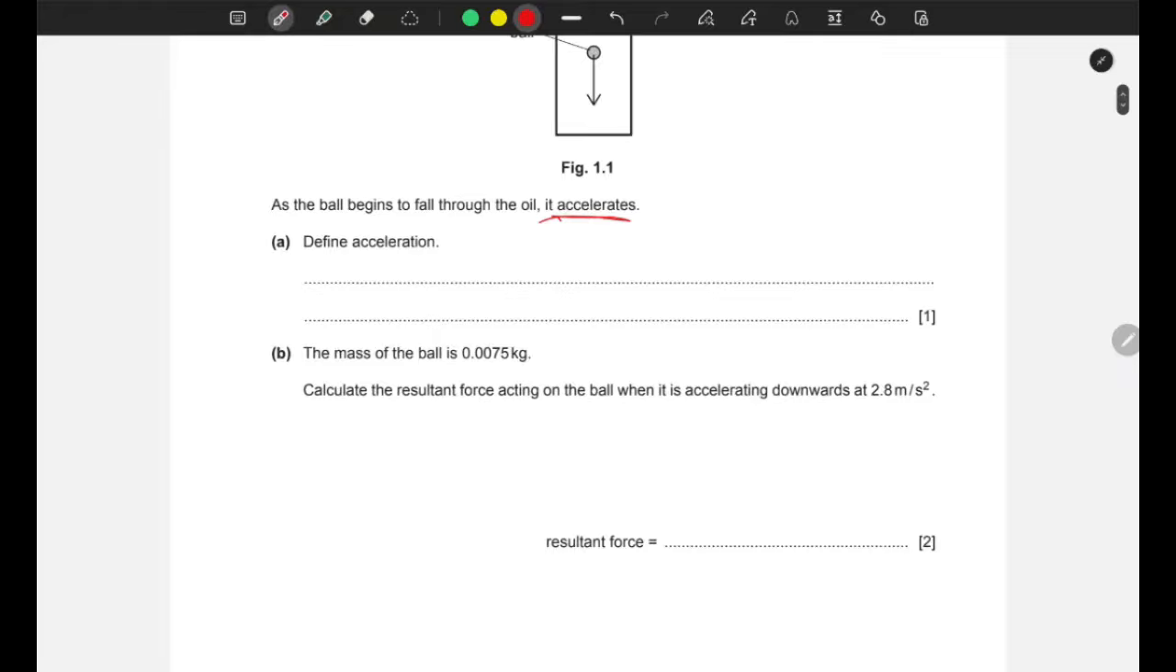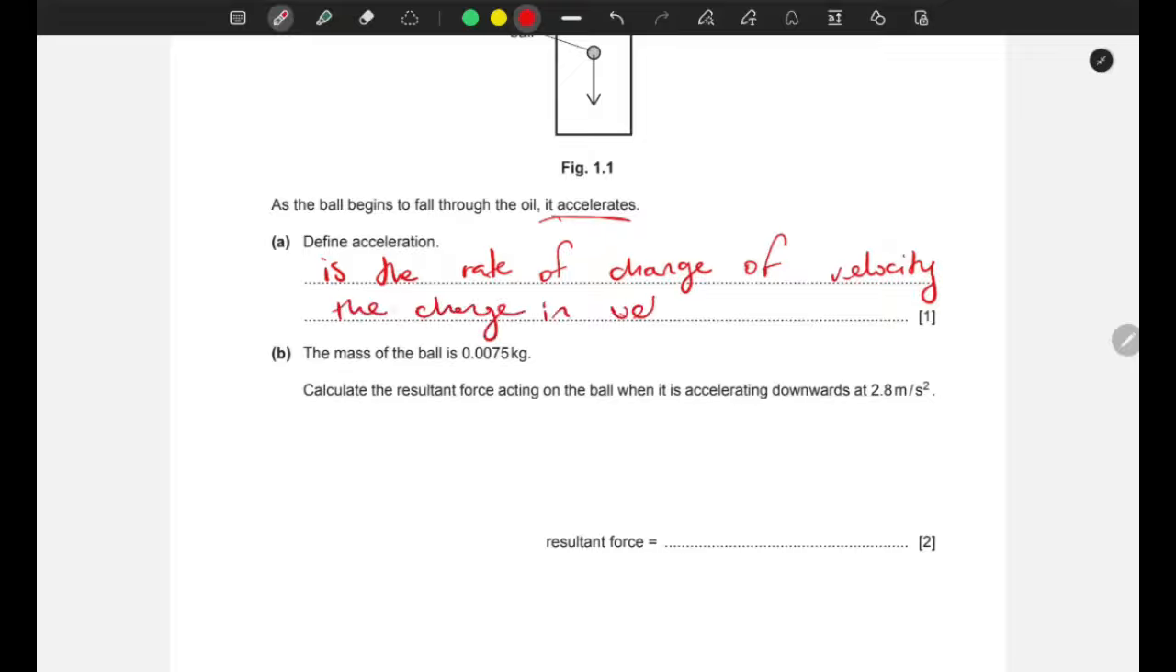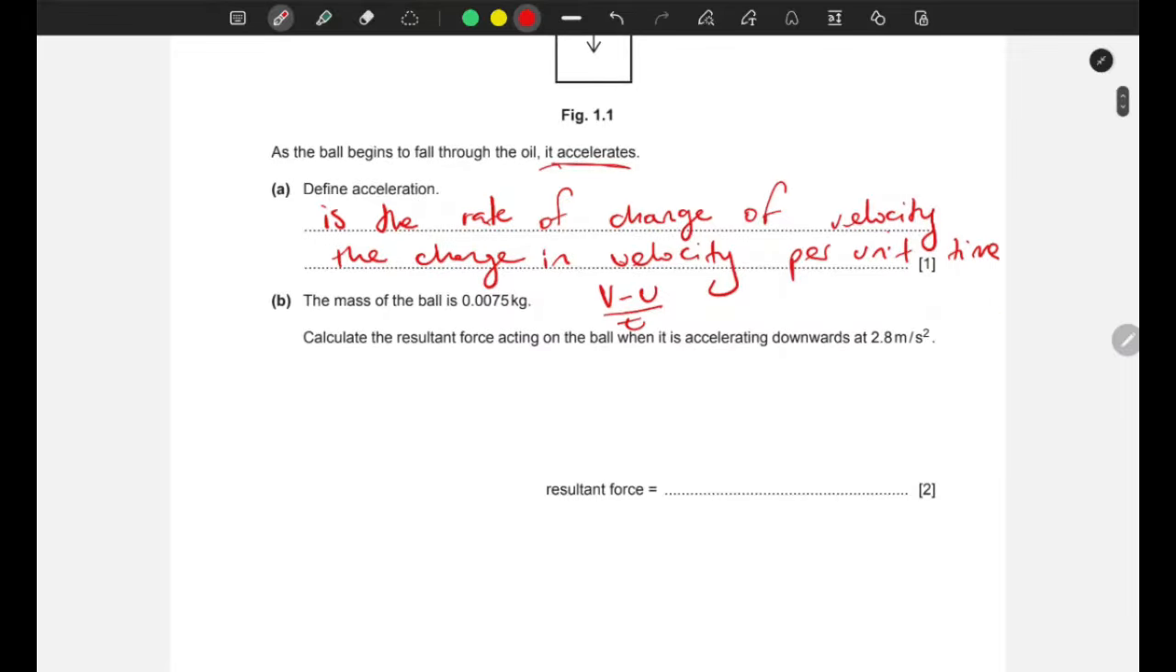Define acceleration. Okay, so acceleration is the rate of change of velocity. Or in other words, you can say it's the change in velocity per unit time. And the formula for acceleration is the final speed minus the initial speed over time taken. Any of these answers would be fine.